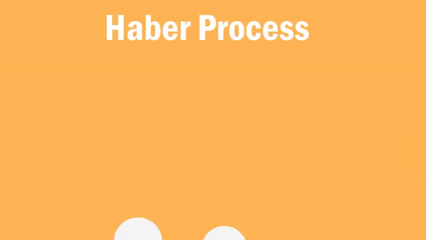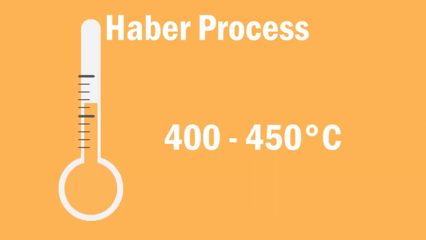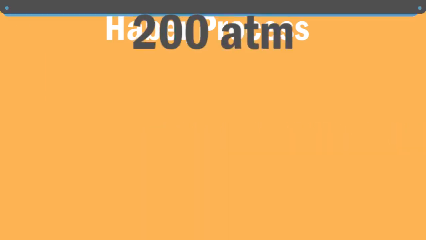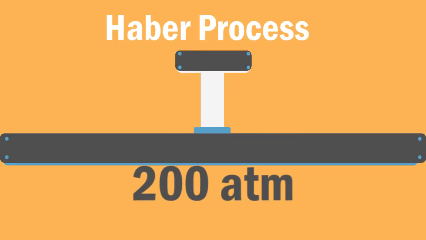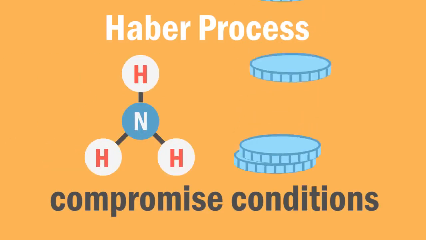reached. In conclusion, the Haber process is the industrial process to produce ammonia from hydrogen and nitrogen. It is conducted at 400 to 450 degrees Celsius and at 200 atmospheres in the presence of an iron catalyst. These are compromise conditions in order to maximize ammonia production and economic profit.